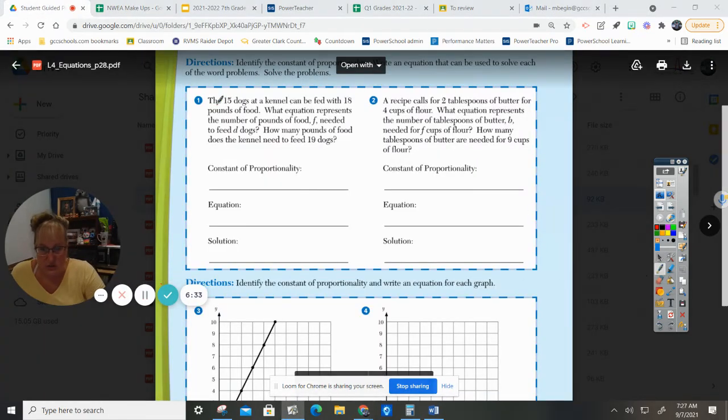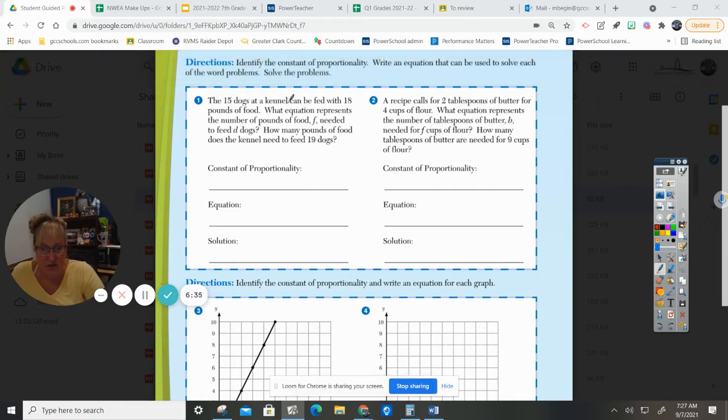All right, so we're still doing the same thing. The 15 dogs at a kennel could be fed with 18 pounds of food. What equation represents the number of pounds of food needed to feed D dogs? How many pounds of food? So I'm assuming that it's food per dog.